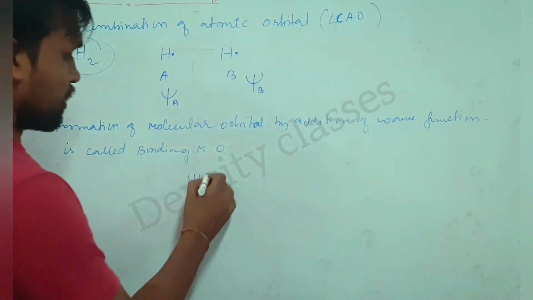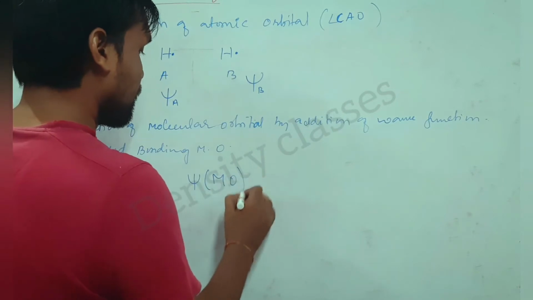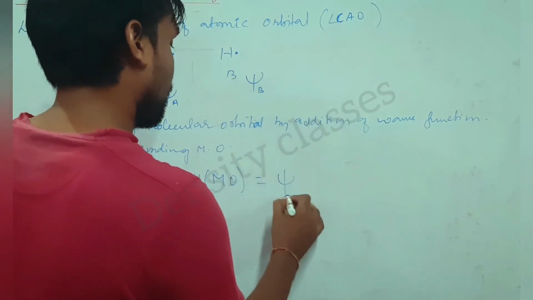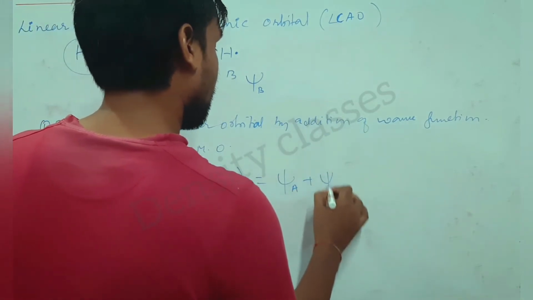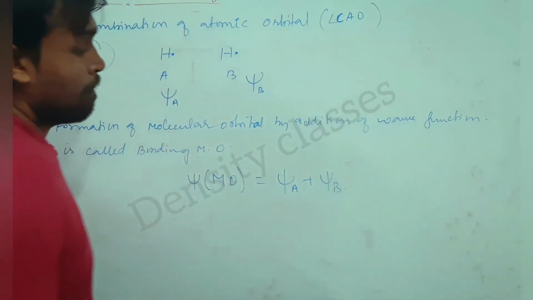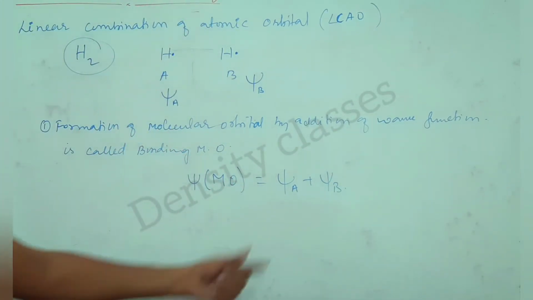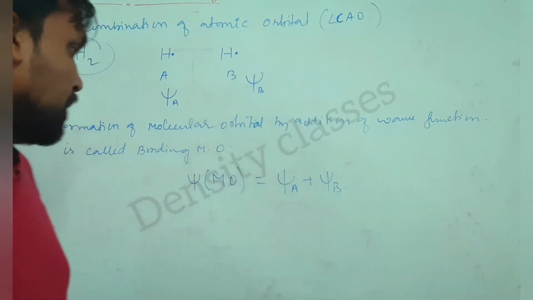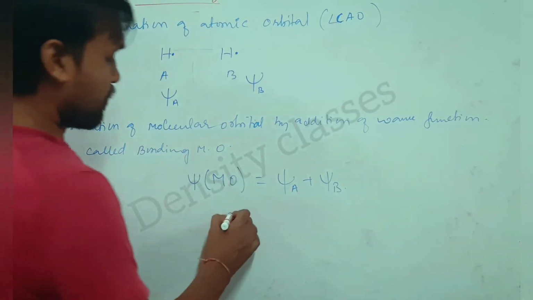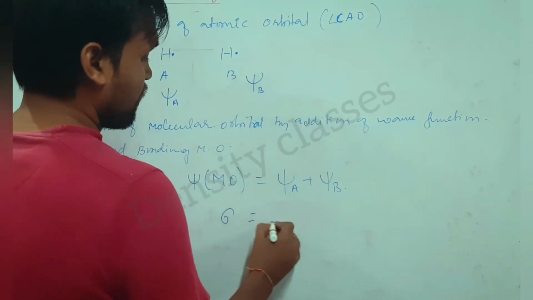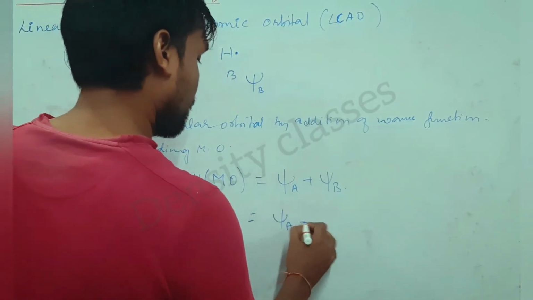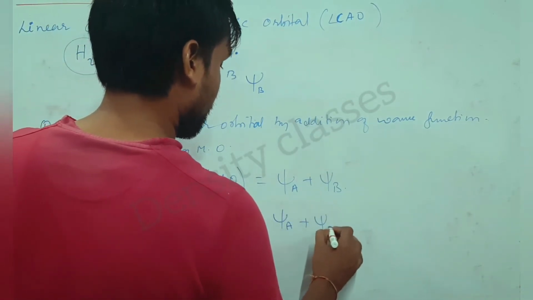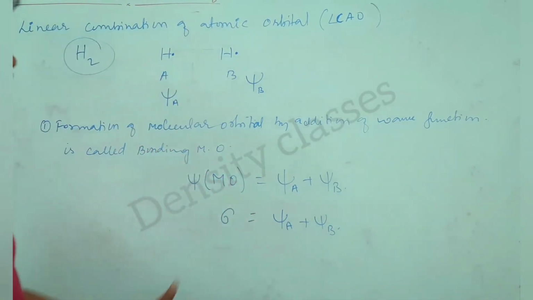So the wave function of the molecular orbital is equal to the wave function of A plus the wave function of B. When there is addition of the wave functions of A and B, it leads to the formation of bonding molecular orbitals. A bonding molecular orbital is represented by sigma. Sigma is equal to the wave function of A plus the wave function of B. Have you understood this?